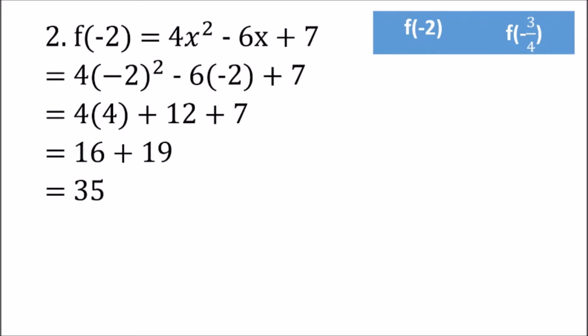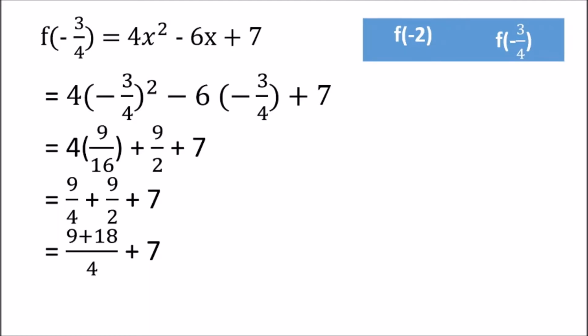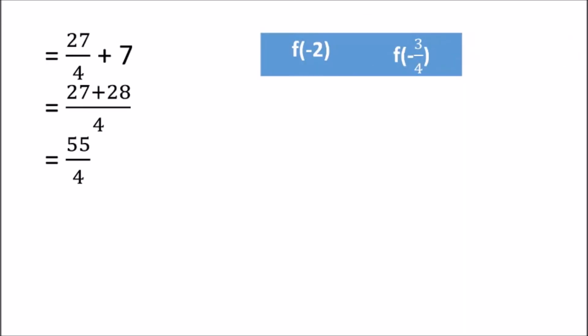Number 2. F of x equals 4x squared minus 6x plus 7. If the value of x is negative 2, then the answer is 35. While if x is negative 3/4, then the answer is 55/4.